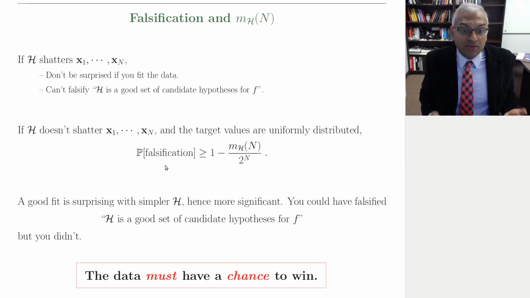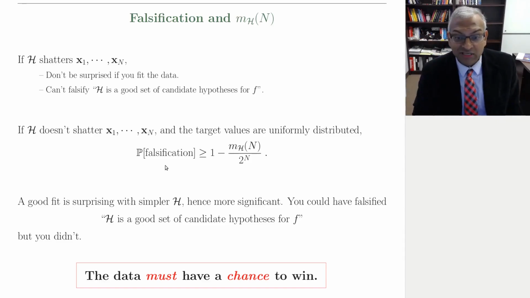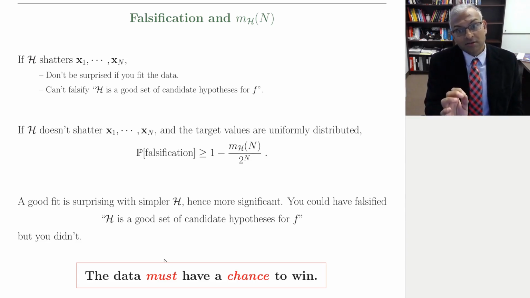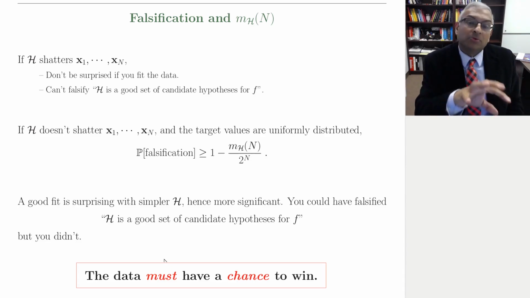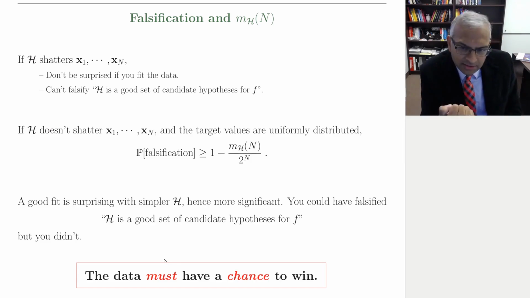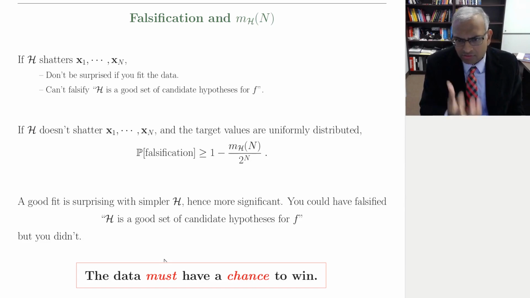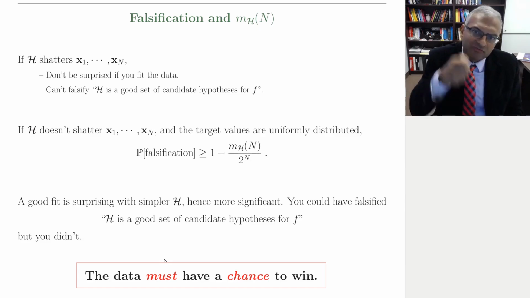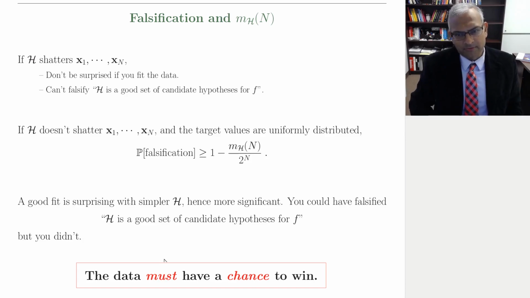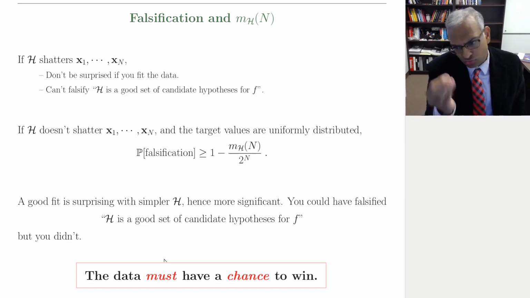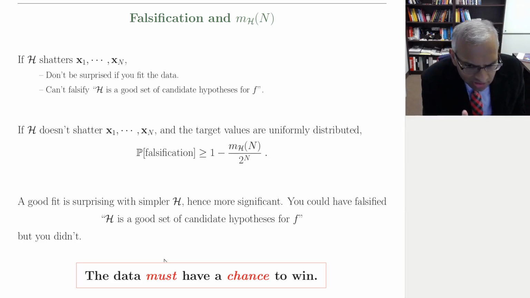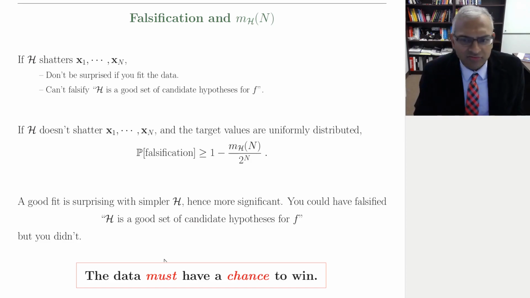So a good fit is surprising with a simpler H, and hence it is more significant. You could have falsified your hypothesis set. You could have falsified the claim that H is a good set of candidate hypotheses for F, but you didn't. And the fact that you didn't is significant. Okay. So that's how simpler is better enters, and that's where the theory puts a sort of quantifiable notion of better on learning. Simpler is quantifiably better because you get this smaller error bar. But intuitively, it's because the hypothesis set can be falsified easily by the data, and when it doesn't falsify, it's significant.